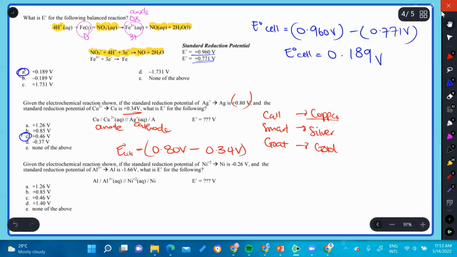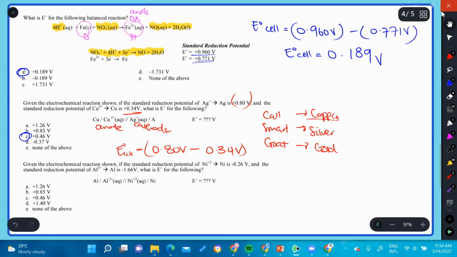And the next one wants you to, given the electrochemical reaction shown, if the standard reduction potential of nickel is negative 0.26 volts and the standard electrode potential of aluminum is negative 1.66 volts, what's the E naught of the following cell? So I hope you're doing them before me, because if you're not, then you're defeating the whole purpose of this. So identify the anode and the cathode first.